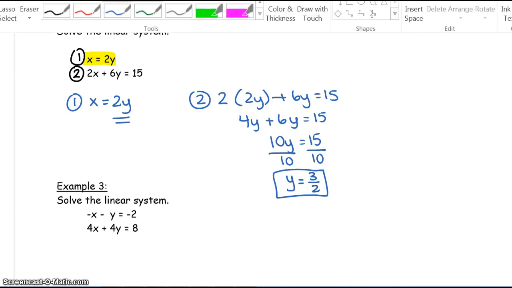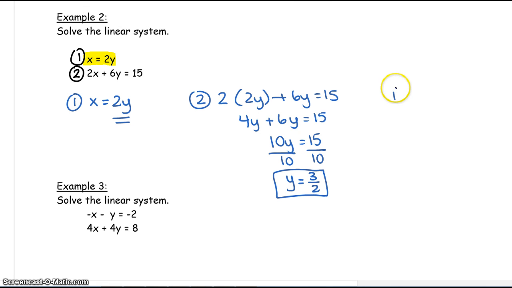And then what we're going to do is go back to the first equation, and we're going to substitute this in. We have X equals 2 times 3 over 2. And we have X equals, this is the same thing as over 1. 2 times 3 is 6. 1 times 2 is 2. And that simplifies to 3.